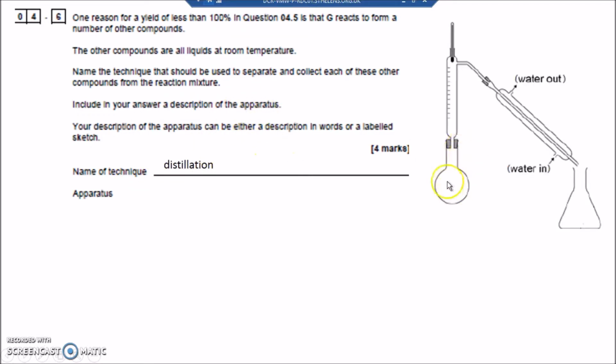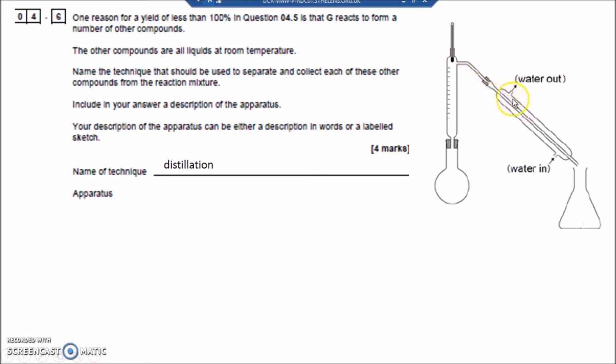So what we've got is a round bottom flask, a fractionating column, a thermometer, and then a condenser coming down into a conical flask. If you're going to draw it, then be careful here. This tube should go all the way through this bung. The thermometer should sit here near the top of the fractionating column where the outlet's coming down into a condenser.